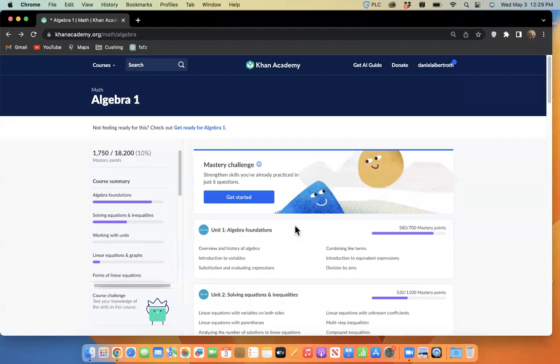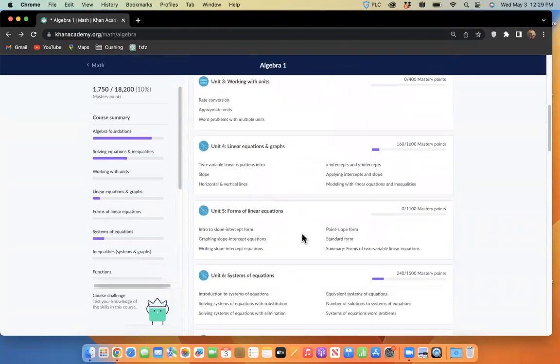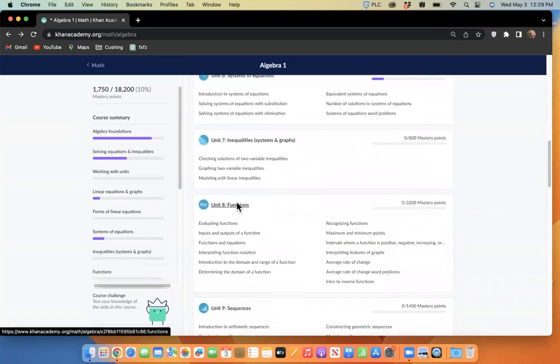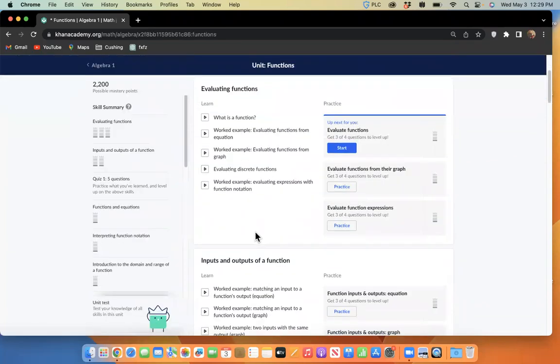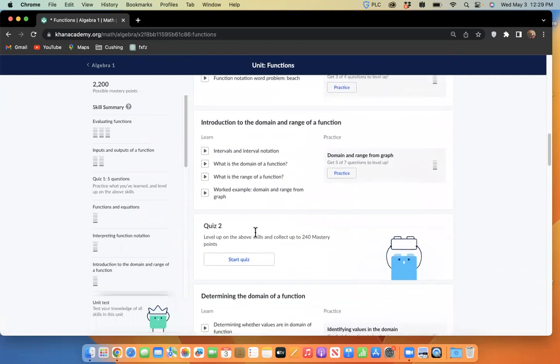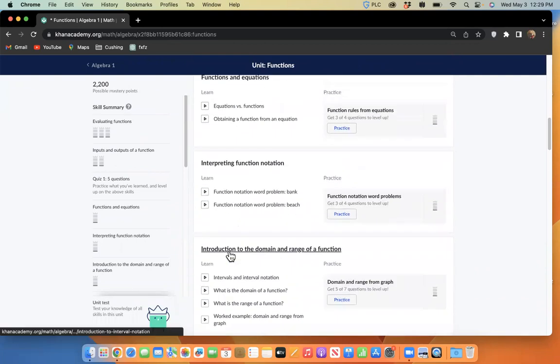Everyone. So we're in the Khan Academy Algebra 1 class. I'm going down to Unit 8, which is functions. Today, I'm going to look at quiz number 2. That's what my students are working on right now. So let's take a look at quiz number 2.